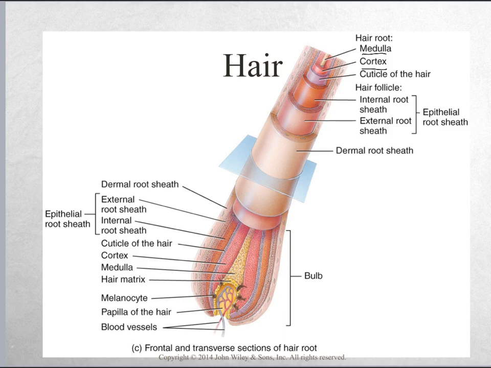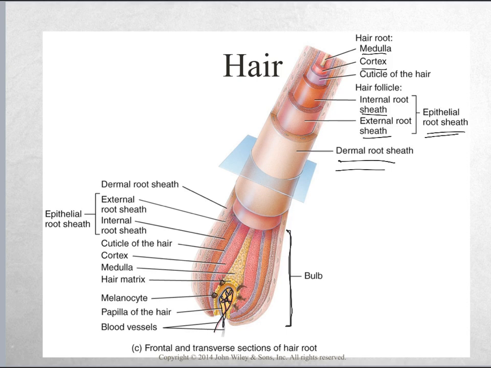That brings us to the cuticle of the hair. Our hair follicle has an internal root sheath and an external root sheath. This makes up the epithelial root sheath. Then we have a dermal root sheath followed by the formation of our bulb. So entering into the bulb, we see our blood vessels that are going to nourish this hair.